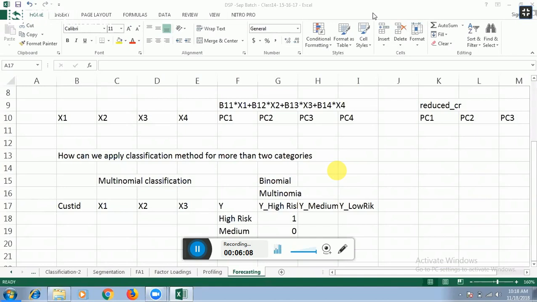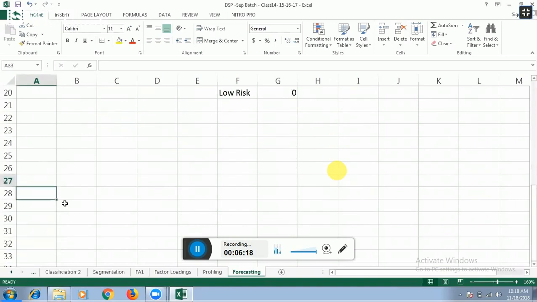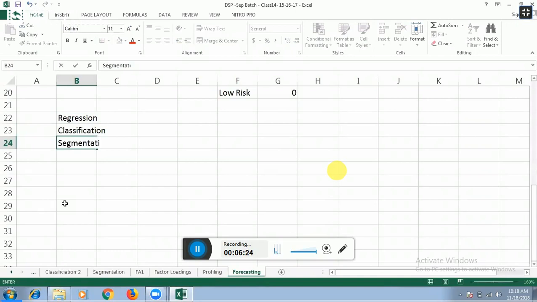Guys, any other questions? Okay, so if you don't have any further questions, let's move to the next topic. I think we finished the regression problem, the classification problem and the segmentation problem. And let's start with the forecasting problems.